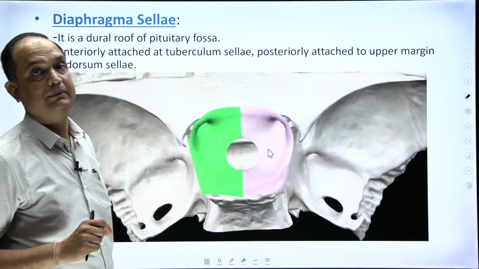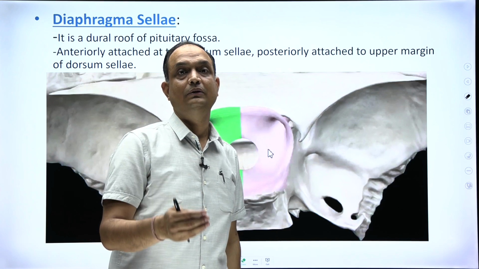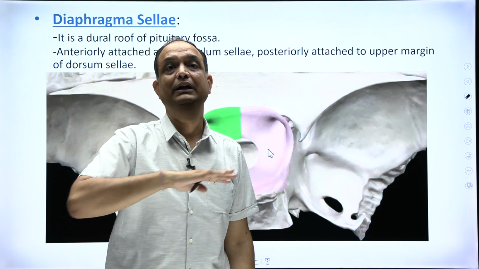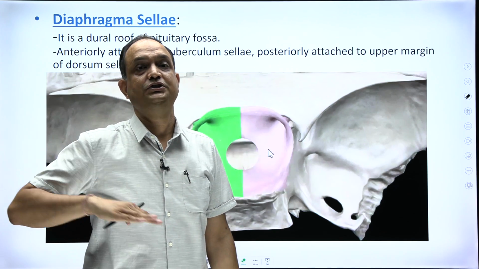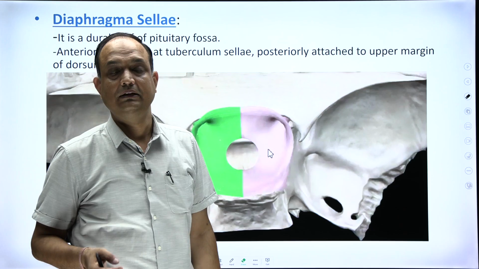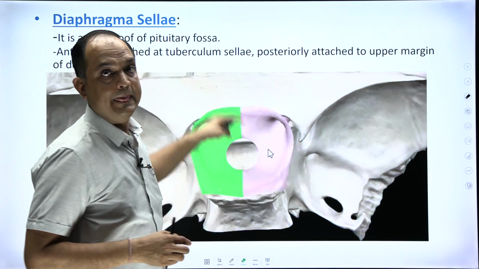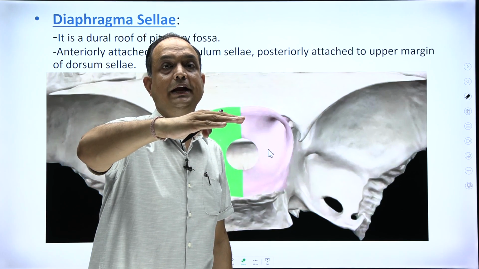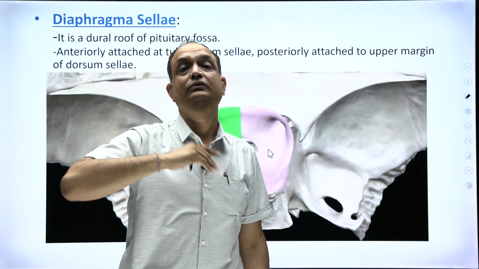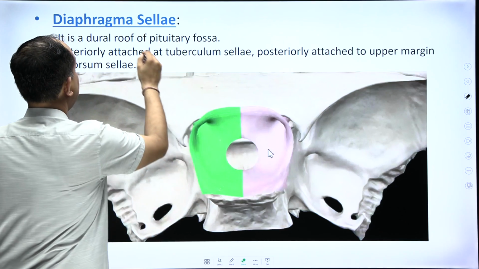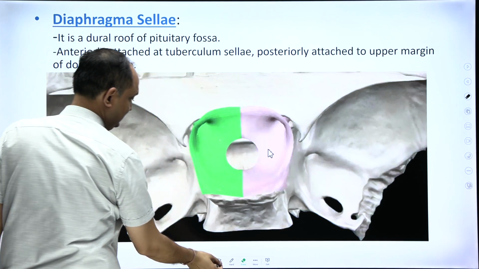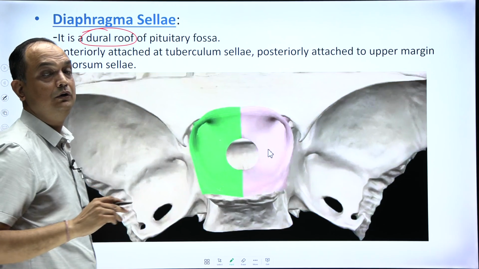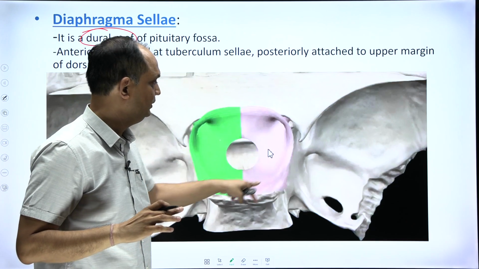Here is diaphragma sellae. So there are three parts of the sella: tuberculum sellae and dorsum sellae, which are the bony parts, but in between these two you will have a dural stretching, which is known as diaphragma sellae, because it is acting like a diaphragm. So this diaphragma sellae is the extension between the tuberculum sellae anteriorly and the dorsum sellae posteriorly. It is a dural fold, made up of dura mater. Here you can see that this is a dural fold.